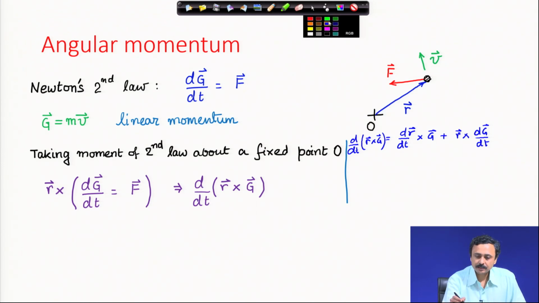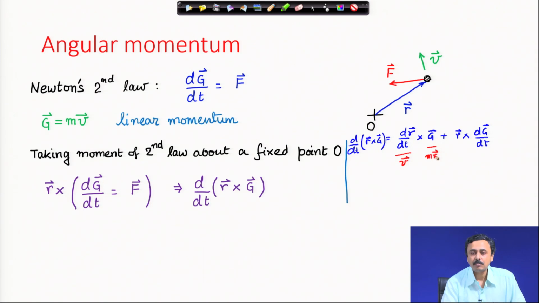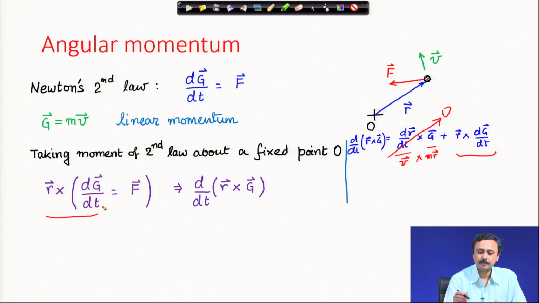What is dr/dt? dr/dt is nothing but the velocity vector. What is G? G is mass times velocity vector. Mass is a scalar quantity, therefore G is also in the direction of velocity. Therefore, v cross mv must be equal to 0. Therefore, this cross product is 0. What I am left with is r cross the time derivative of the linear momentum vector, which is what I wanted on the left hand side.